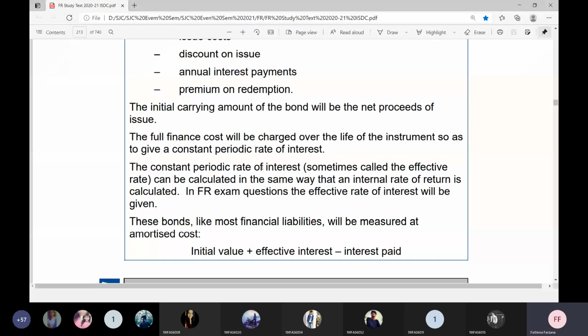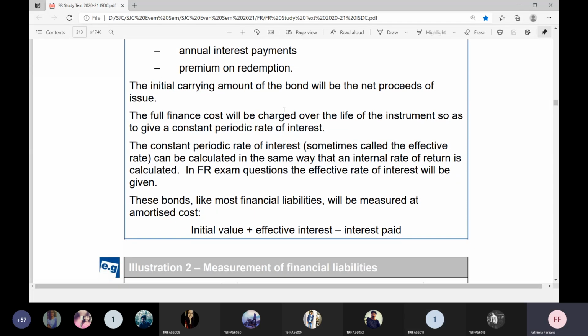The constant periodic interest, sometimes called the effective rate, can be calculated in the same way as the internal rate of return. IRR you studied, no, in management accounting? Yes, ma'am. Okay, like that it will be computed. The effective rate of interest will be given. Okay, FR they have given.